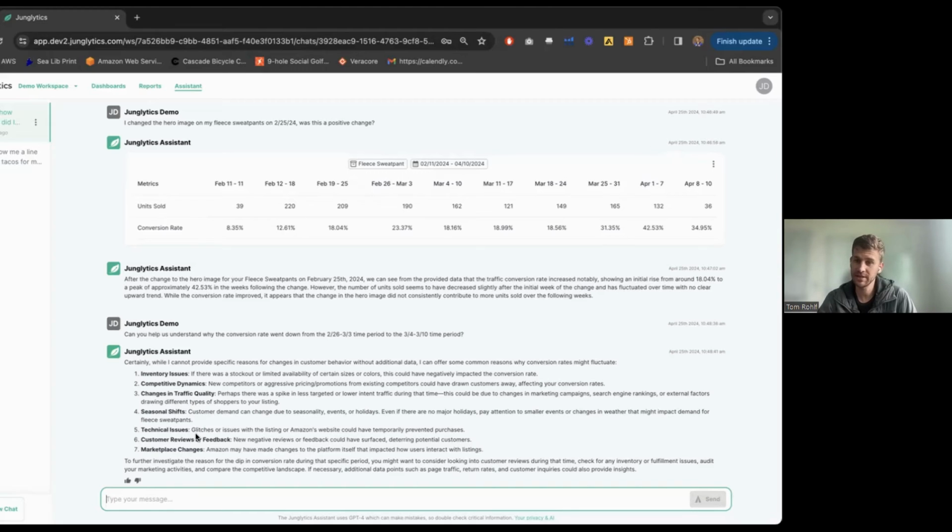But if we wanted to dig in and have the assistant go deeper, we could say things like, can you use these additional metrics to determine if that was the case? And it will then go pull those metrics and do a better job of really diving into the data to make those decisions. If you notice in our prompt, can you help us understand why the conversion rate went down? We didn't say anything about using additional metrics to do so. So it was a generic question which received a generic response.